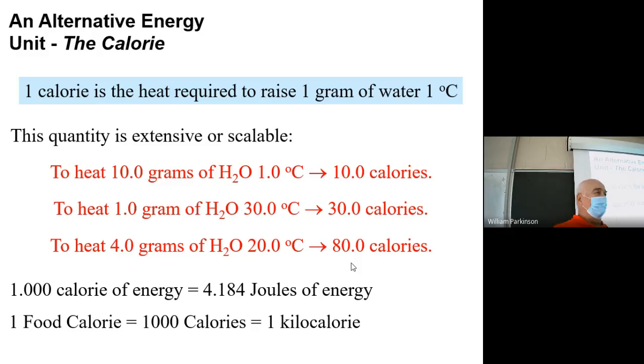So if you take 1,000 grams of water and raise the water temperature from, say, 25 to 35 degrees C, you raised it by 10 degrees, you had to put in 10 food calories to raise the temperature of 1,000 grams of water 10 degrees.